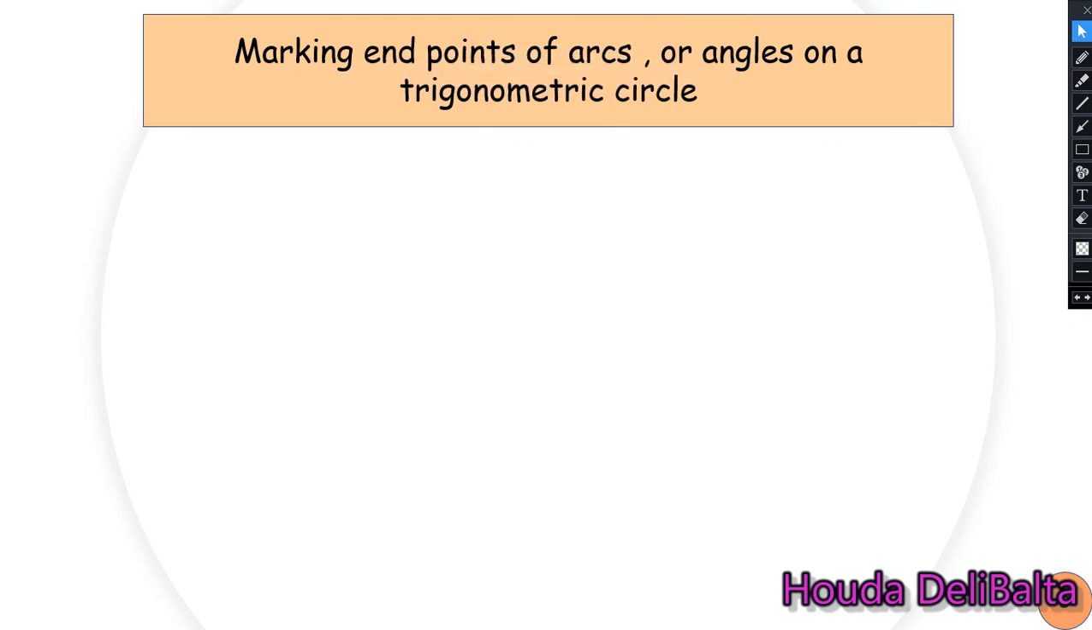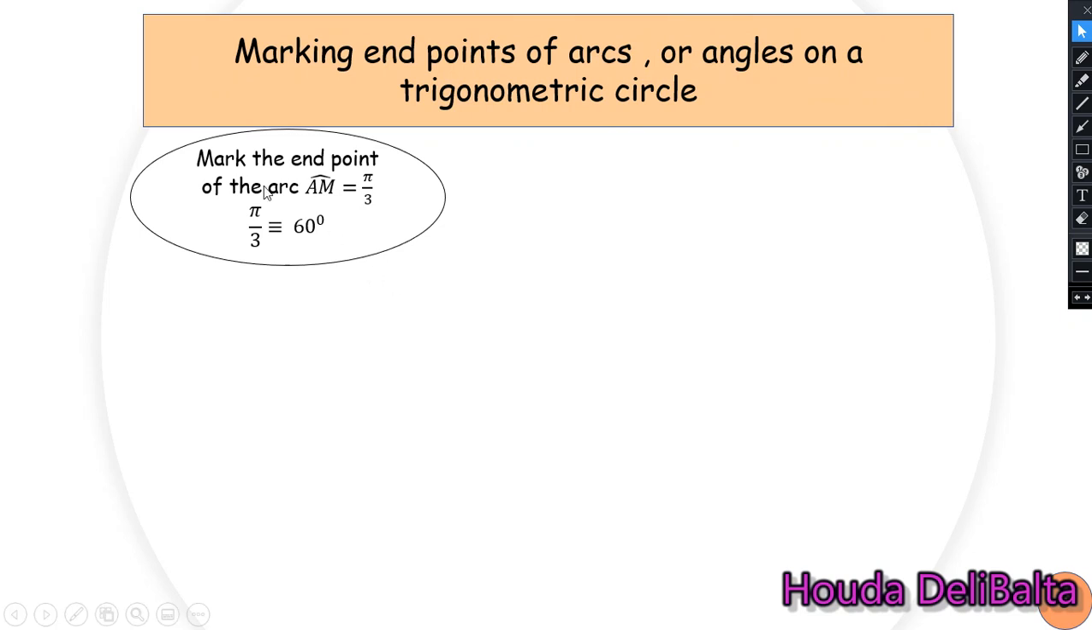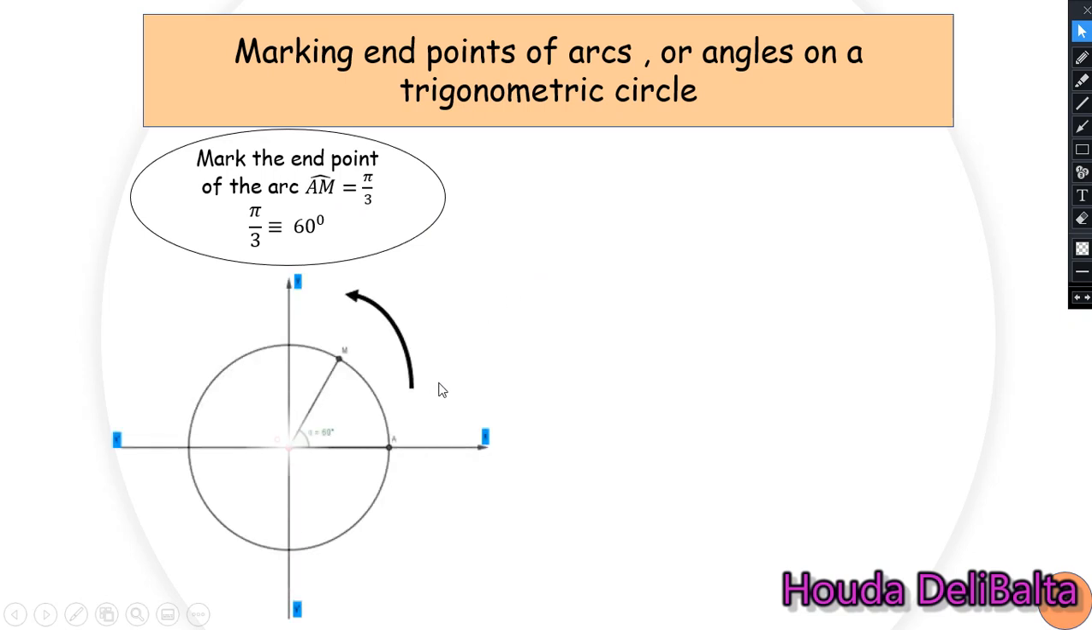Now, how to mark endpoints of arcs or angles on a trigonometric circle? For example, if I have the arc AM that measures pi over 3, which is equivalent to 60 as we've seen in the previous video, then how to plot the endpoint of this arc? And as I told you, the starting point is A, as you see here.